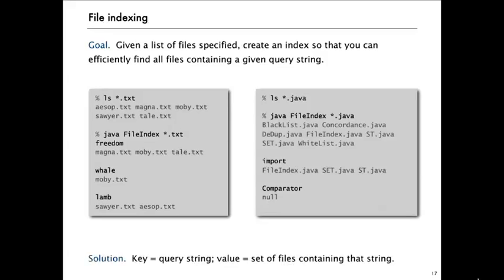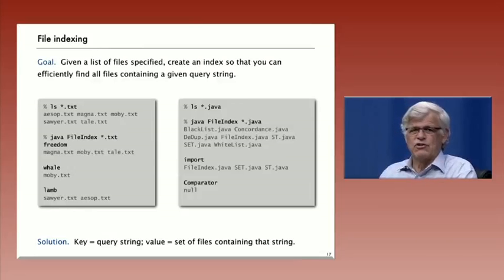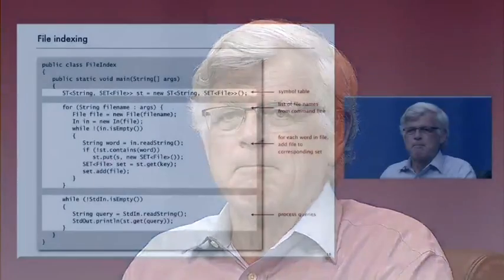So again, a very general capability that's got lots and lots of applications and is easy to implement with our symbol table API. The idea is that we're going to associate keys with values. Well, the key is the string we type. What's the value? What we're going to use for value is a set of files, the files that contain the query string. So just given that high-level description, the implementation is pretty direct.